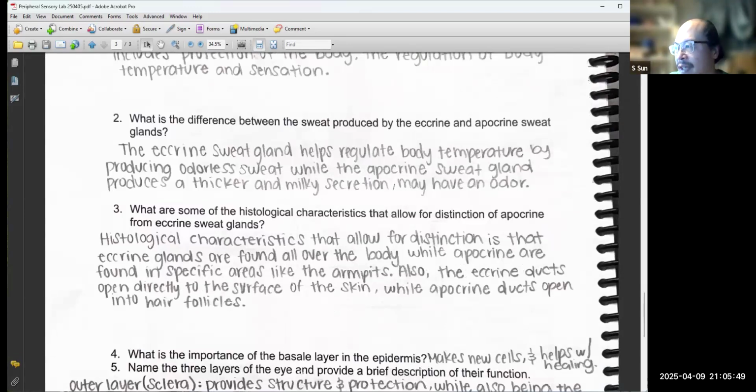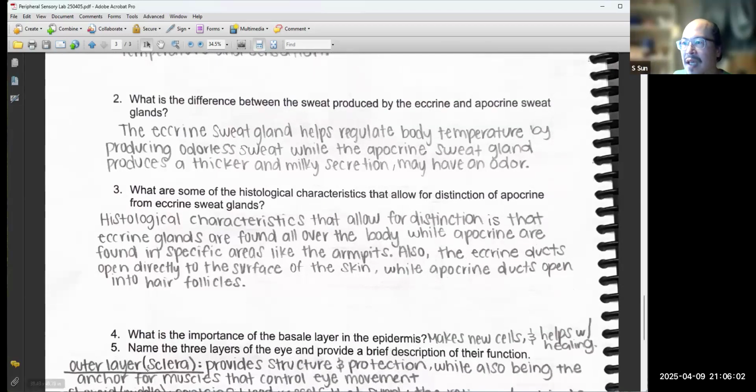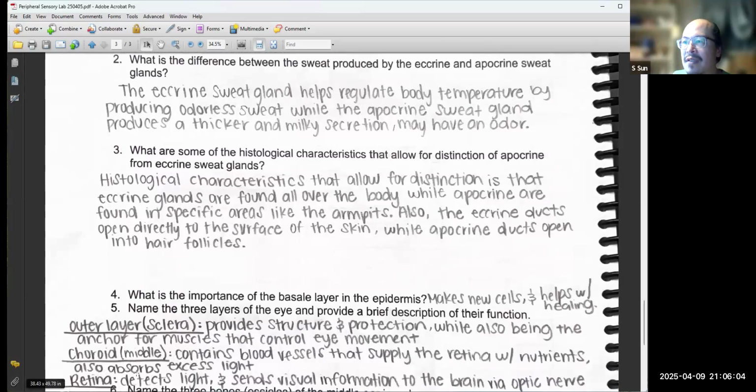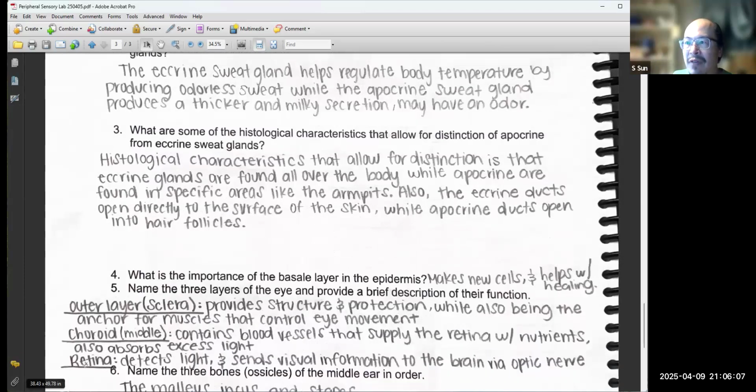Name three layers of the eye and provide a brief description. Here, I think it's talking about the posterior portion of the eye. So you have the outer layer, the sclera, then the middle layer, the choroid, and then the inner layer, the retina. As for their function, the sclera provides the structure and protection of your eyeball. Also, muscles attach to it, so your eyeball can move.